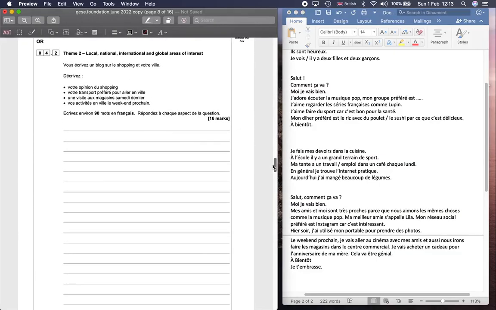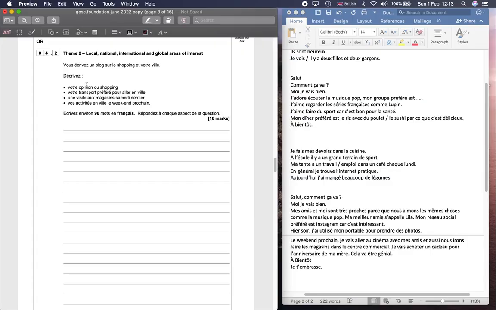And the second question is about local, national, international, and global areas of interest. So let's see. Vous écrivez un blog sur le shopping et votre ville. So you write a blog about shopping in your city, in your town. Votre opinion? So here, basically, they're asking us about our opinion, and we have to express opinions.